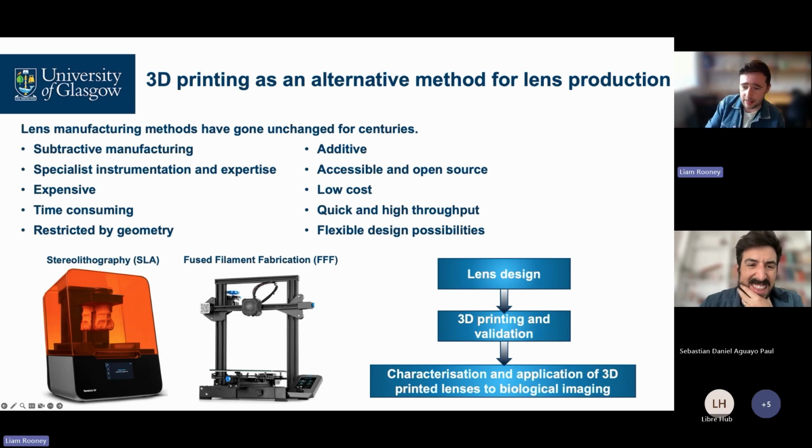We start off by designing the lens itself. We then 3D print and validate its performance, and then we characterize and apply it to bioimaging. And that's the process that I'm going to take you through today. And then I'll talk about some of the new things that we're working on currently.